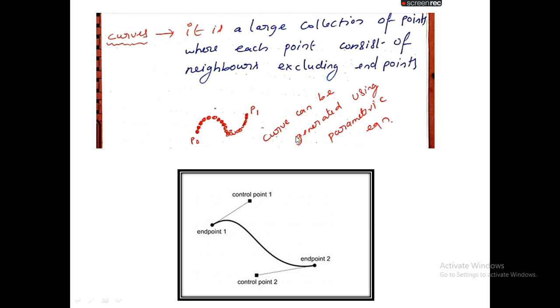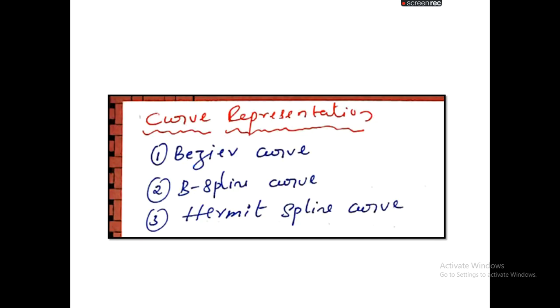And I have written clearly here that in computer graphics, we can create curves using a parametric equation. As you can see in the second example, I created one curve here. In this curve, we have two endpoints, the first endpoint and the second endpoint. Between these two endpoints, we have a collection of points, and every point has neighbors. But the two endpoints don't have neighbors. So this is the simple definition of curves.